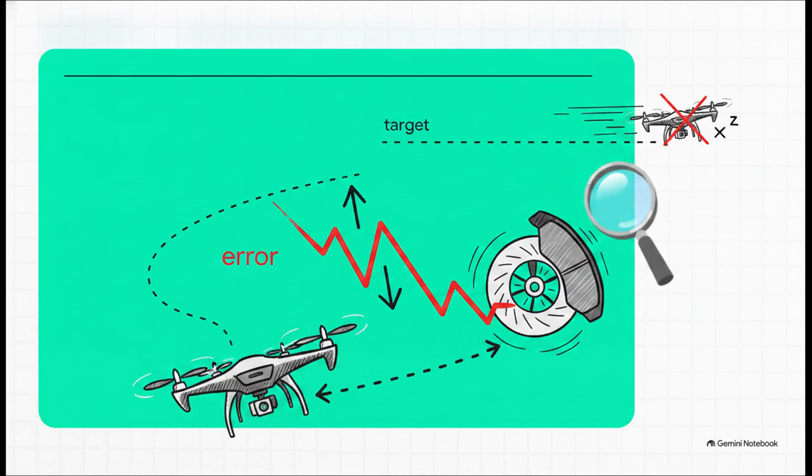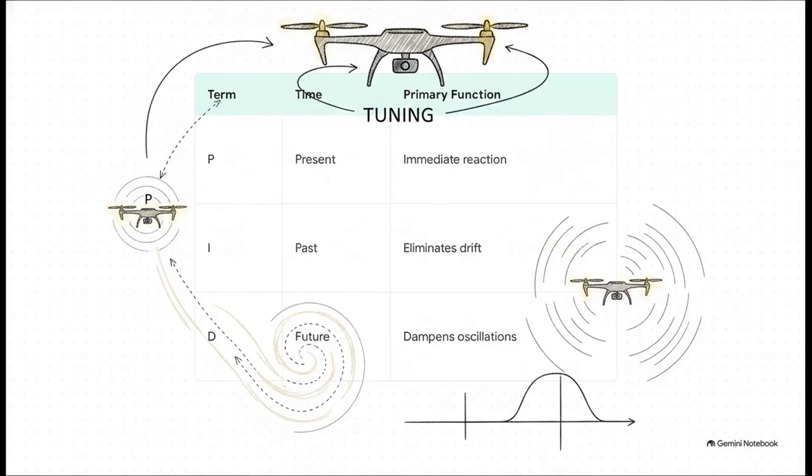And that brings us to the final piece of the puzzle, the D, or derivative term. If the proportional is the present and the integral is the past, well, the derivative is the drone looking into the future. It constantly calculates the rate of change of the error. If the drone is rushing back toward its target way too quickly, the derivative senses that speed and acts as a dampener. It pumps the brakes to prevent the drone from overshooting its goal and just aggressively wobbling back and forth.